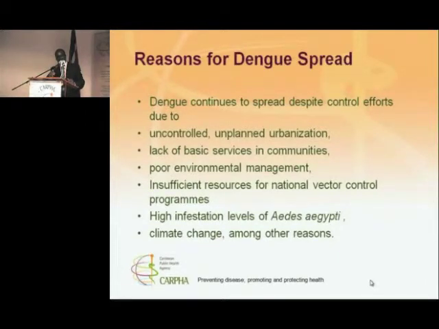Poor environmental management, very similar, and I will show some pictures to illustrate that in the next few slides. But what is really, again, important here is the insufficient resources for national vector control programs. And so therefore there is actually a need for us to be able to increase our capacity and our capability, particularly in terms of human resources and other resources that are targeted at vector control programs.